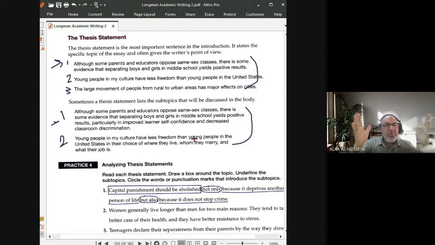So we have two parts. The first part should be the topic, and the second part should be the idea about the topic. This is the minimum, the least we should find in every good thesis sentence. Of course, in every sentence there are two parts: there should be a topic and there should be an idea about the topic.